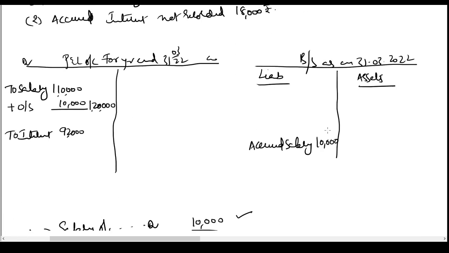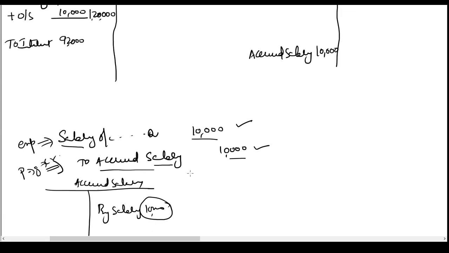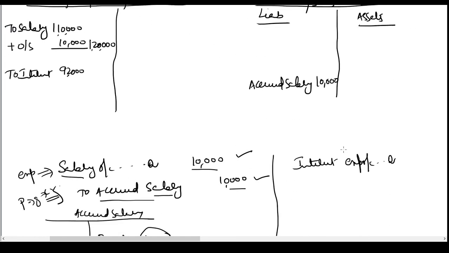Next, accrued interest not recorded, 18,000. We have taken a loan from the bank, and by the end of the year some interest has accrued. That means we have used the loan amount for some days, but we have not yet paid the interest. So interest is accrued, and you have to recognize it as an expense immediately. Interest expense account debit, 18,000, to accrued interest account.